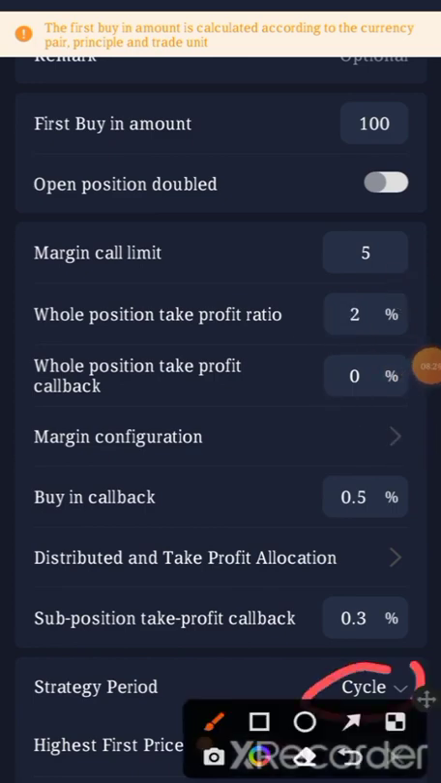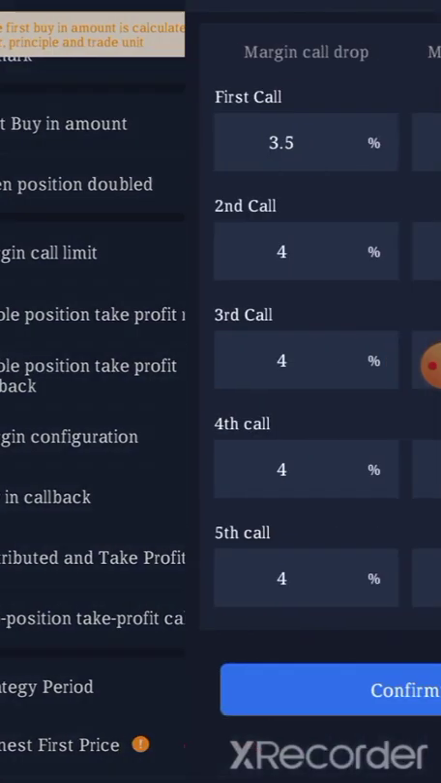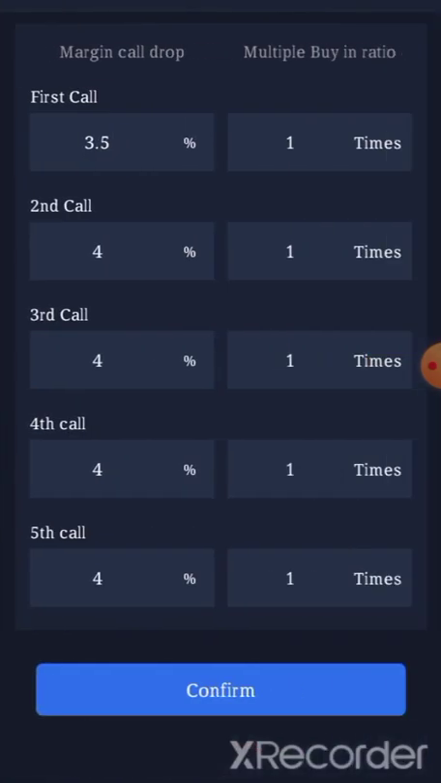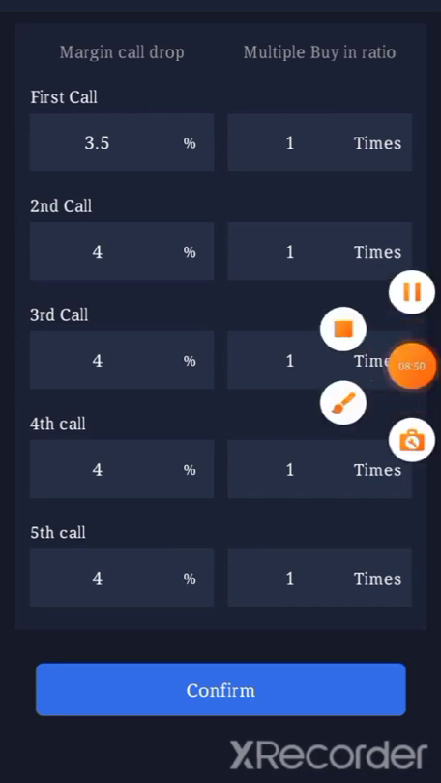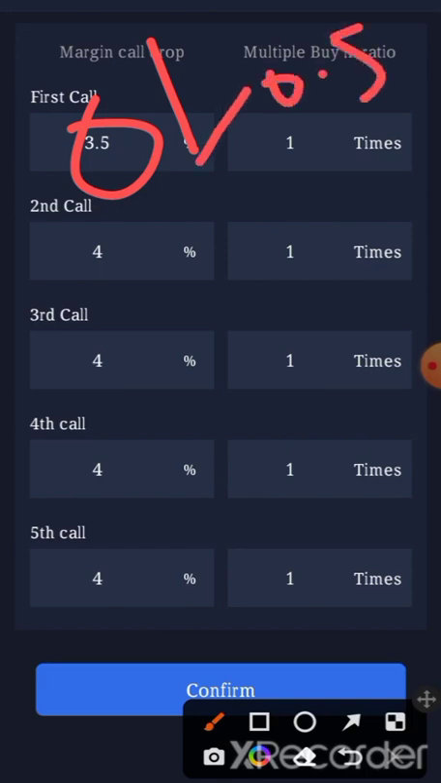I will leave the buy-in callback the way it is. I will leave this the way it is. The buy-in callback is the percentage with which you are trying to remind the robot on what it should do. For example, just like I explained here, should the market drop by 3.5, before the robot actually makes the buying, it has to call back by 0.5. That is what the buy-in callback means.